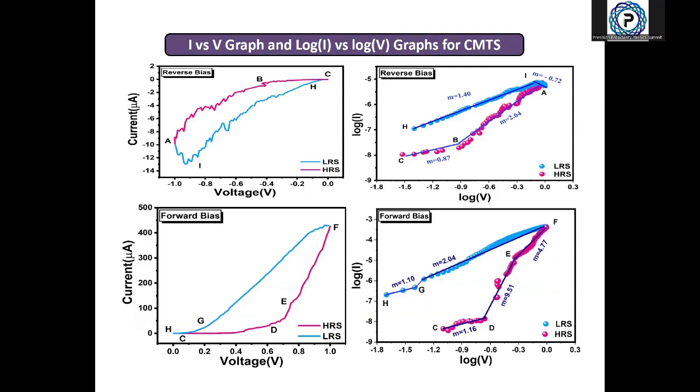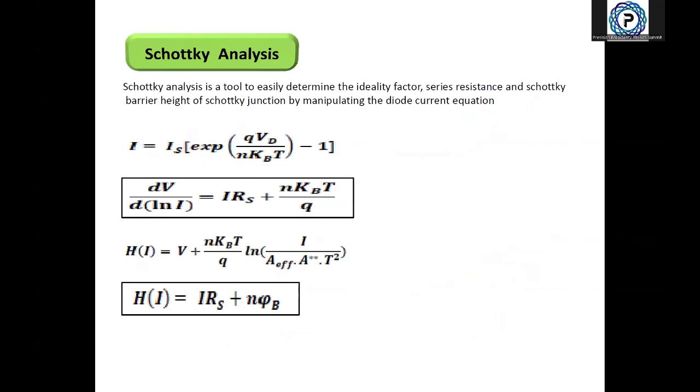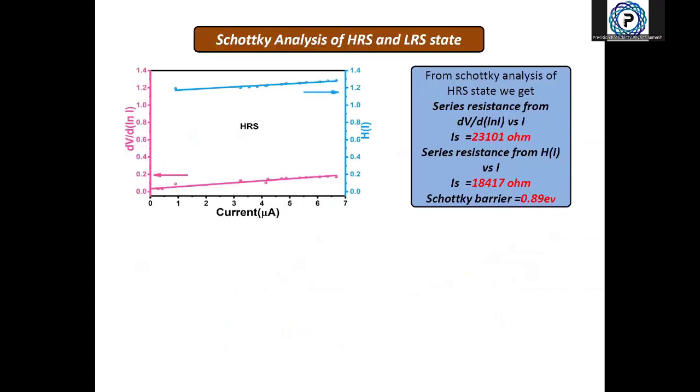If we look at this graph, we can easily see that from ohmic conduction, the trap centers are open, so trap charge limited conduction dominates here, and after the traps are filled, we see space charge limited conduction taking place. We also did the Schottky analysis. The Schottky analysis is a tool by which we can easily determine the series resistance and the Schottky barrier from a couple of equations. From this, we studied the high resistance state and the low resistance state.